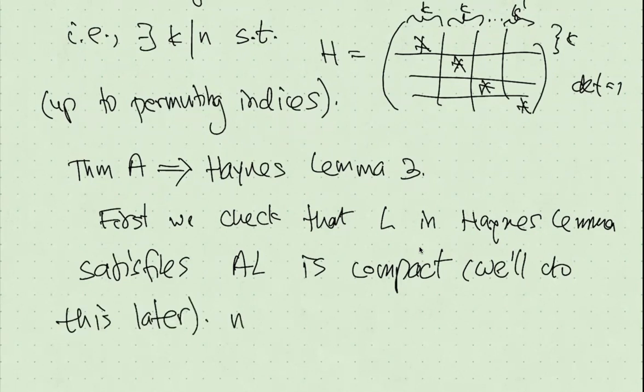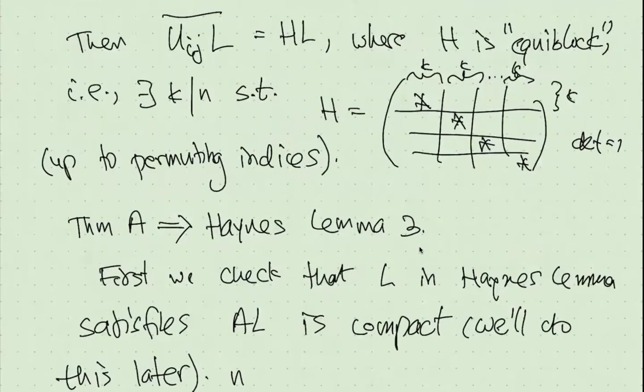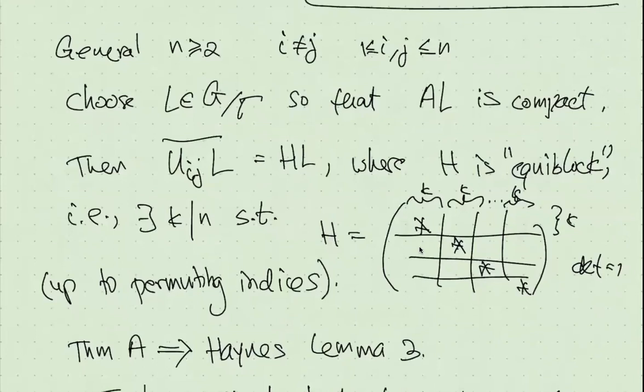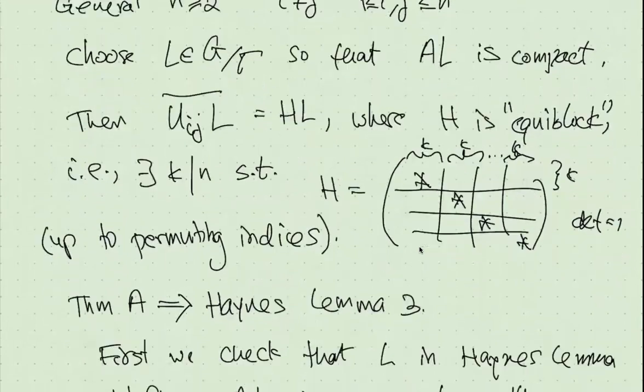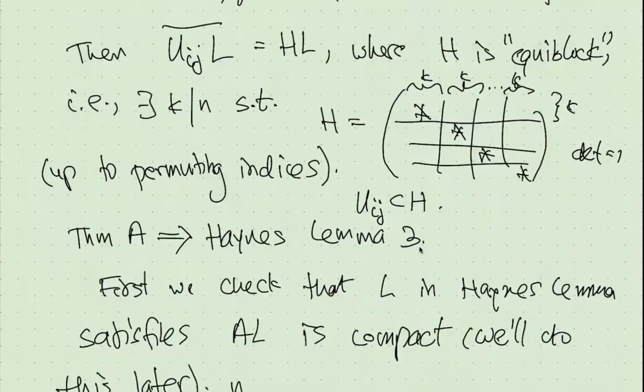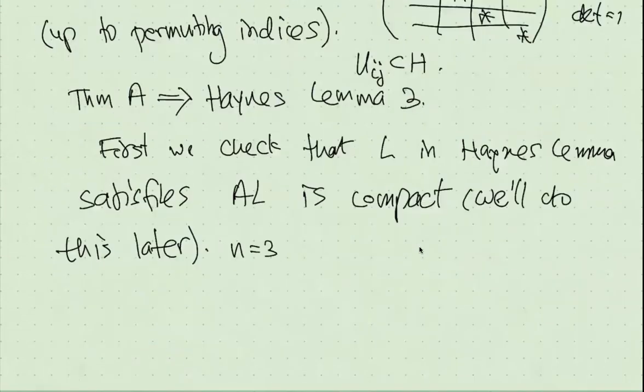Now N, one more thing I should have added to this statement in the general theorem. The group H contains the group U_ij as well. That's another consequence of the theorem. So if N is 3, that's what we get in Hain's situation.